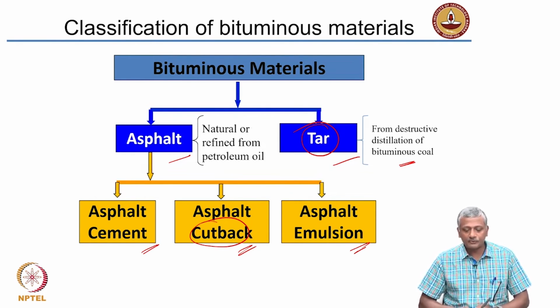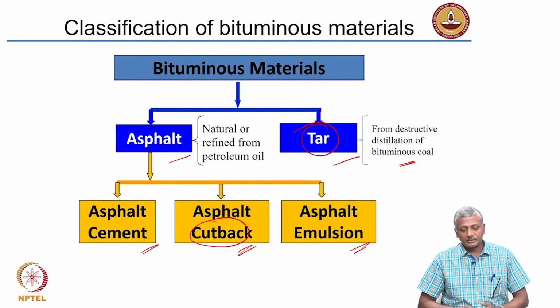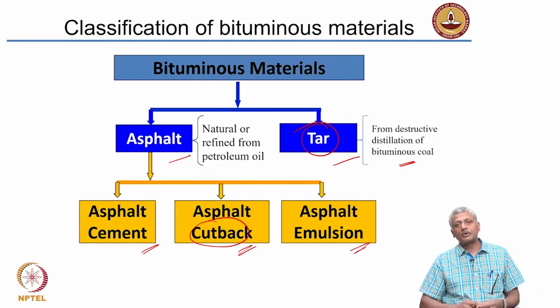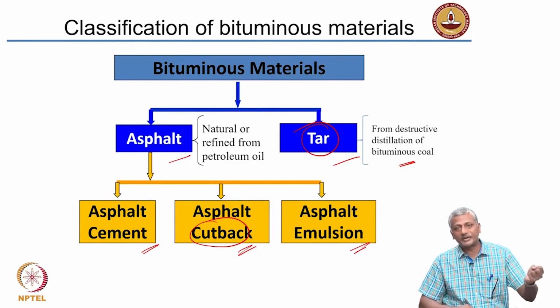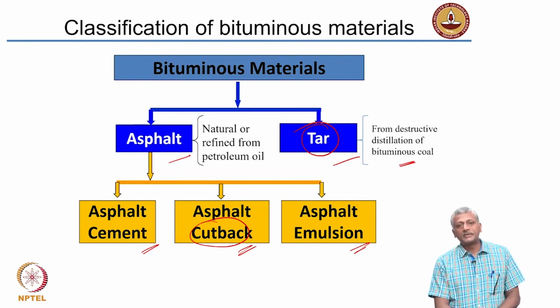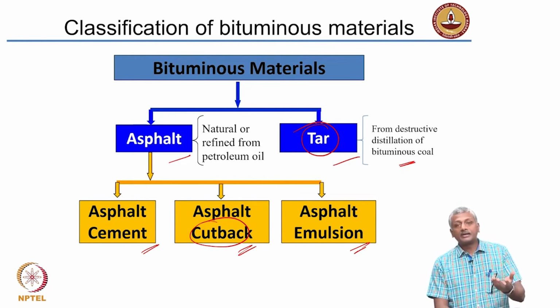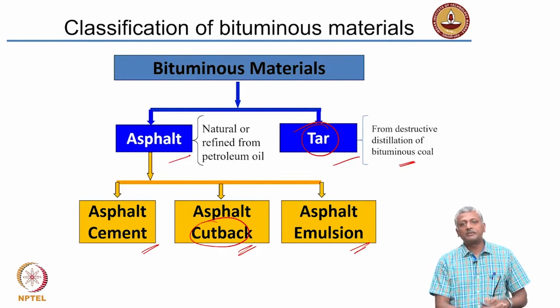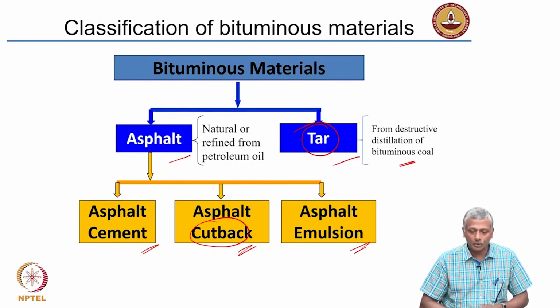So, again, as I said, asphalt is from either natural sources. In the introductory chapter, I was talking about the use of natural pools of asphalt and using it as a binding material for masonry, okay, or it is refined from petroleum oil. Refinement is basically the fractional distillation of crude oil.